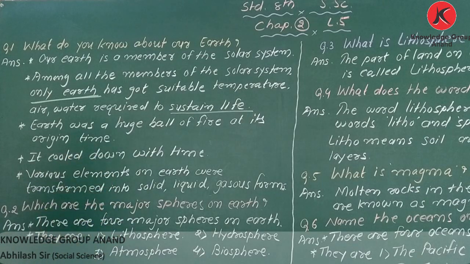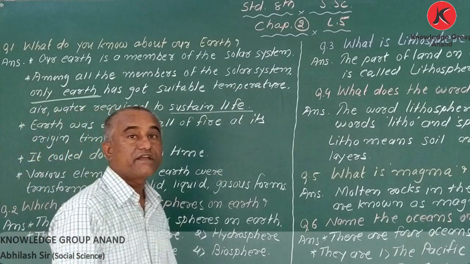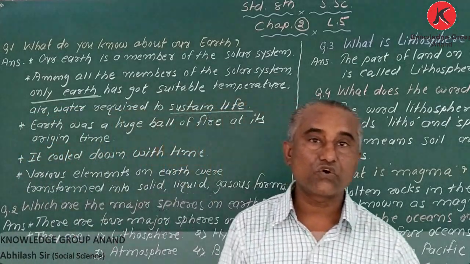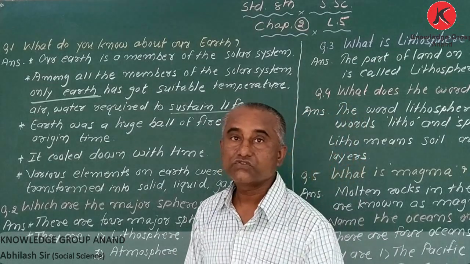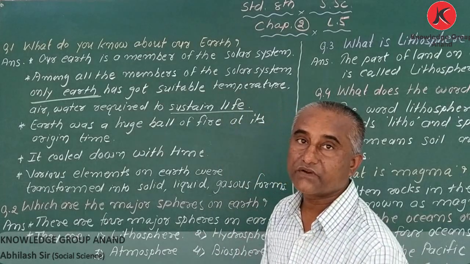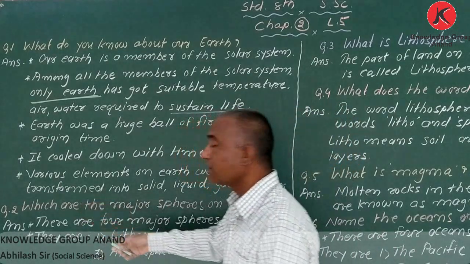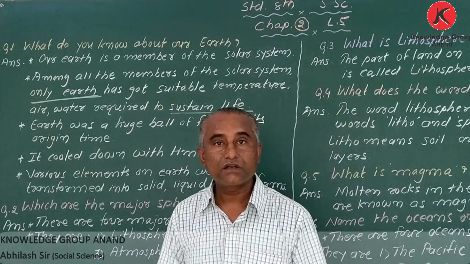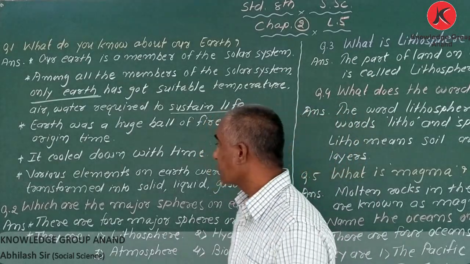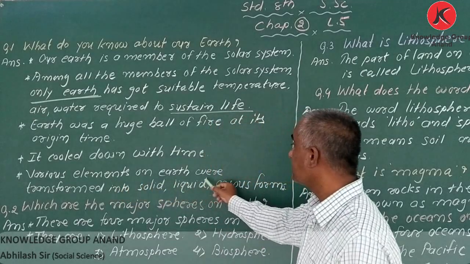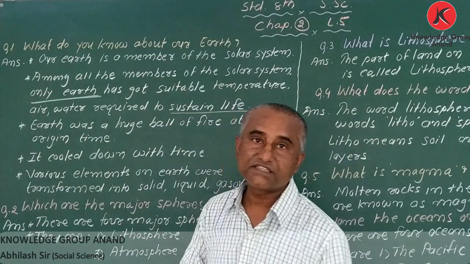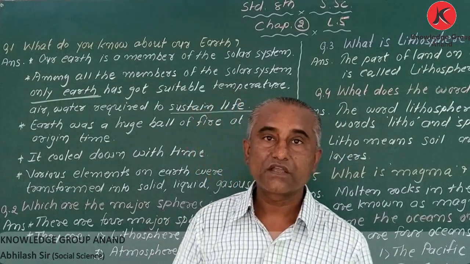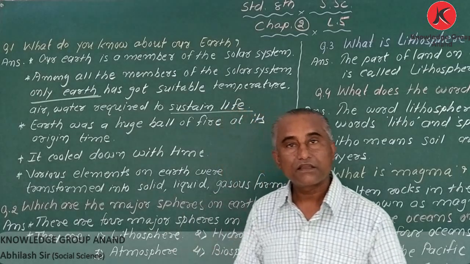And because of that, various elements transform into different forms, in the form of a solid, in a form of liquid, in a form of gases. Okay, so different elements transform into different things. They are called lithosphere, hydrosphere and atmosphere. Got it? So various elements on Earth were transformed into solid, liquid and gaseous form. I already said which are called solid forms, liquid forms and gaseous forms.